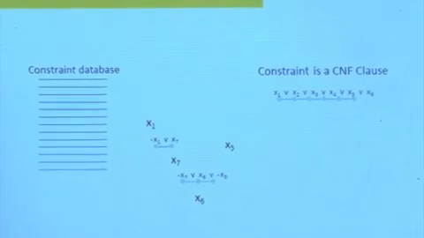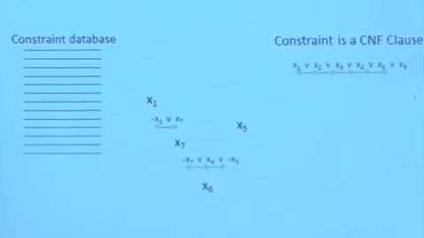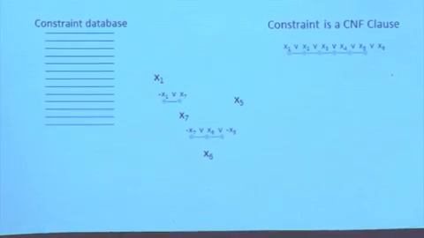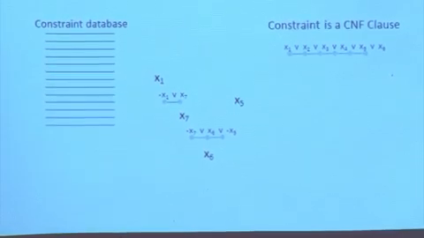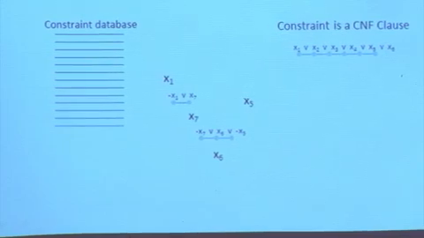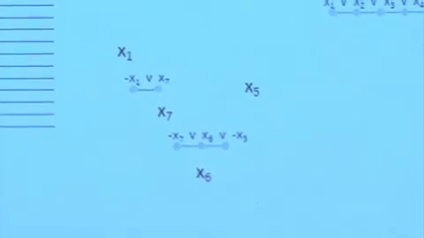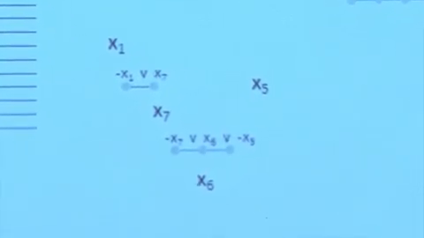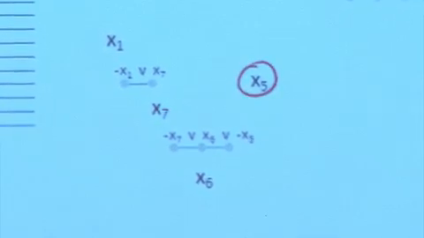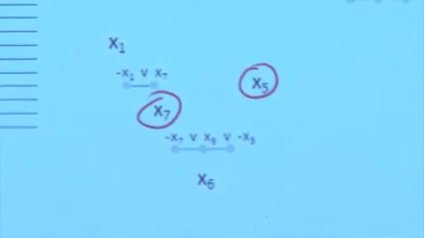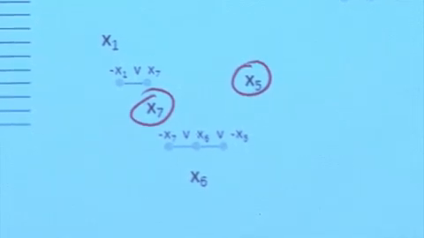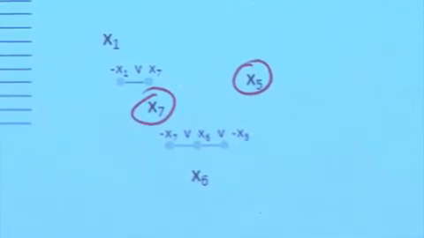Right? And now let's say that you have a constraint that says either x7 is false, or x6 is true, or x5 is false. So I have x5 being true, and I have x7 being true. That means x6 now has to be true, right? Because otherwise this constraint would be violated. And so from that, the system infers, OK, x6 has to be true.